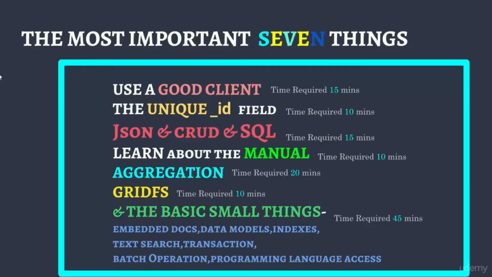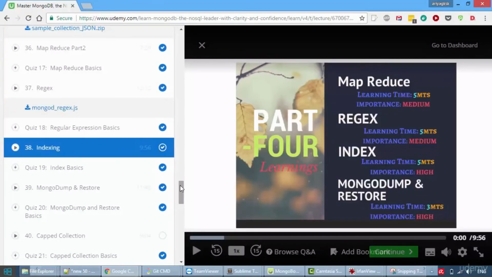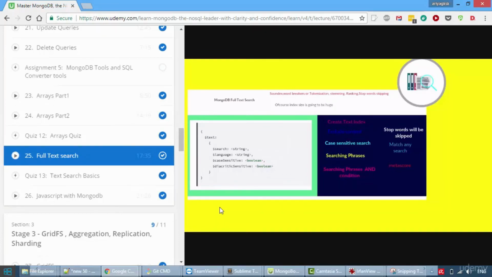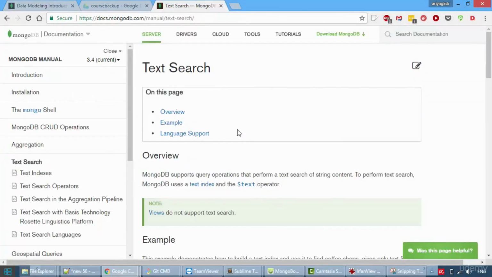Then, as with every database, MongoDB has indexes and how to use them. This is clearly explained in the indexes section. We have a video content here. Since MongoDB is schemaless, text search is very important, and how to do that. We have a separate video section here, and similarly this is the documentation page for text search.